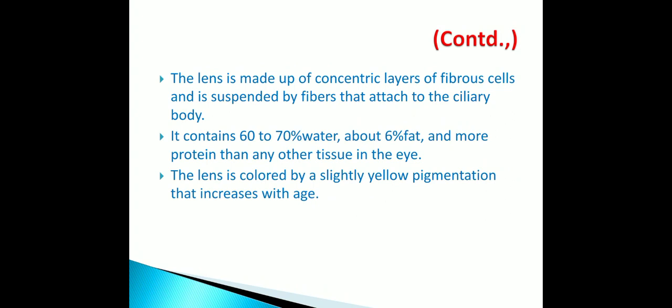The lens is made up of concentric layers of fibrous cells and is suspended by fibers that attach to the ciliary body. It contains 60 to 70% water and 6% fat, and more protein than any other tissue in the eye. The lens is colored by a slightly yellow pigmentation that increases with age. Aged people suffer from this, that is the problem I just mentioned.